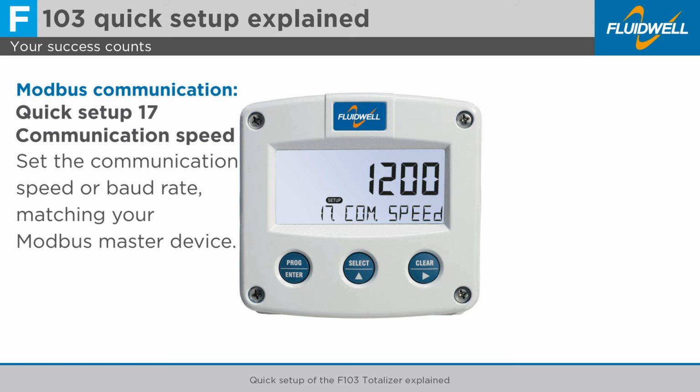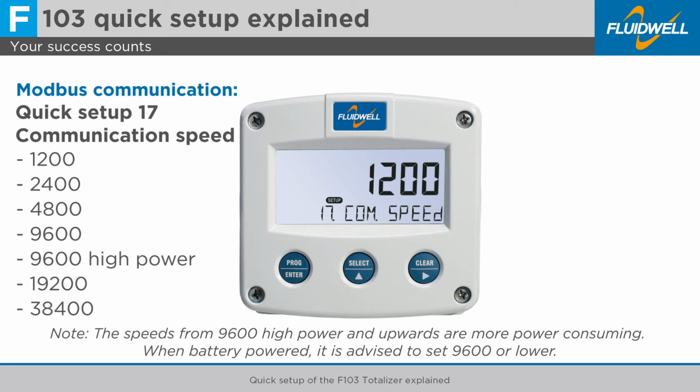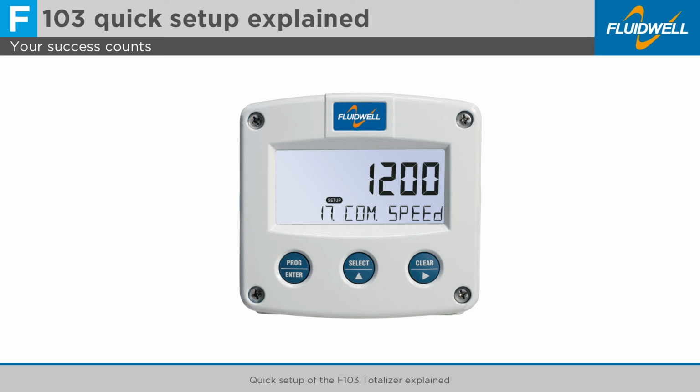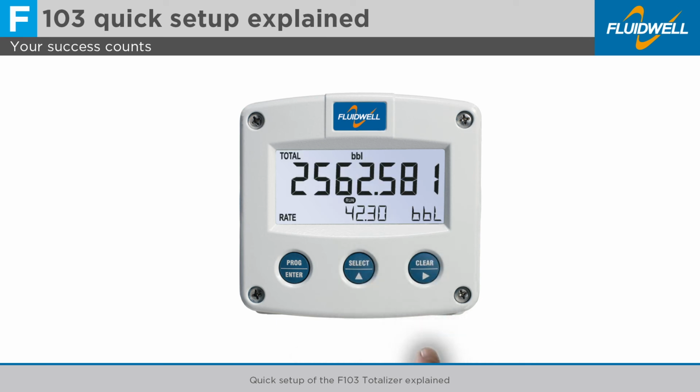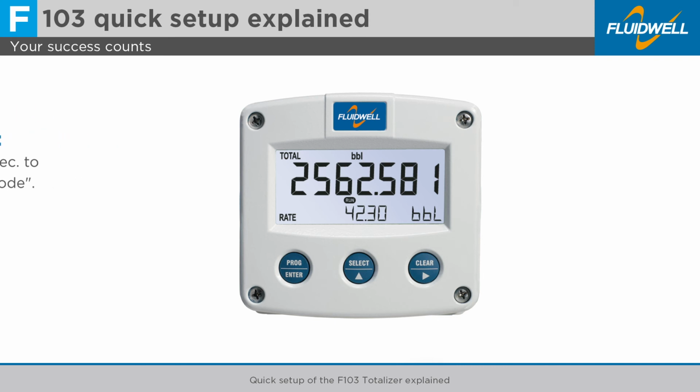The following speeds can be selected: 1200, 2400, 4800, 9600, 9600 high power, 19200, 38400. Note, the speeds from 9600 high power and upwards are more power consuming. When battery powered, it is advised to set 9600 or lower. To leave the Quick Setup menu, return to the welcome screen and press the Clear key. Or you can press Prog for 3 seconds and return to Operator mode.